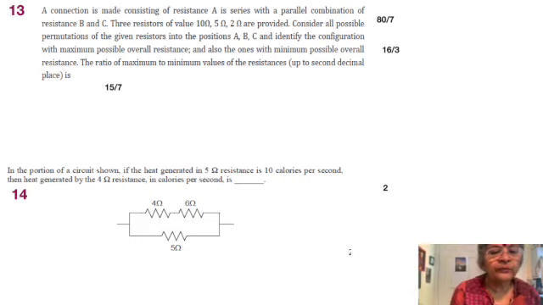The last of the problems, we see two strings of resistors. One is 5 ohms, the other is a combination of 10 ohms. So if 5 ohms takes I amps, then 6 plus 4, 10 ohms will take I by 2. So that's automatic. In the portion of a circuit shown, if the heat generated in the 5 ohm resistor is 10 calories per second, which means that I square into 5 into 1 is equal to 10 calories.